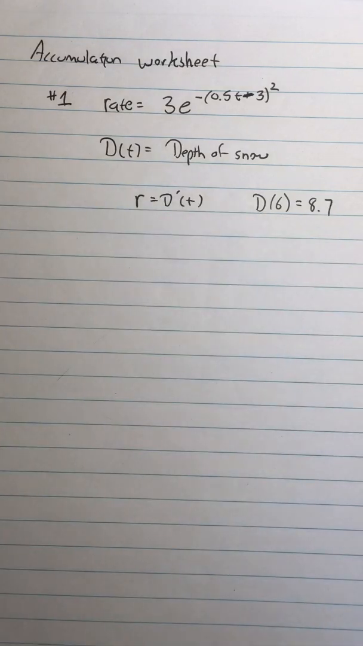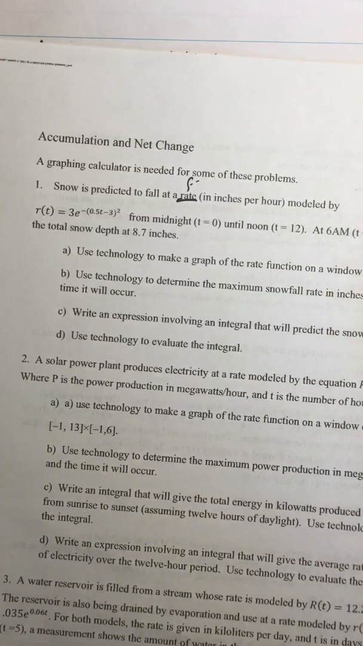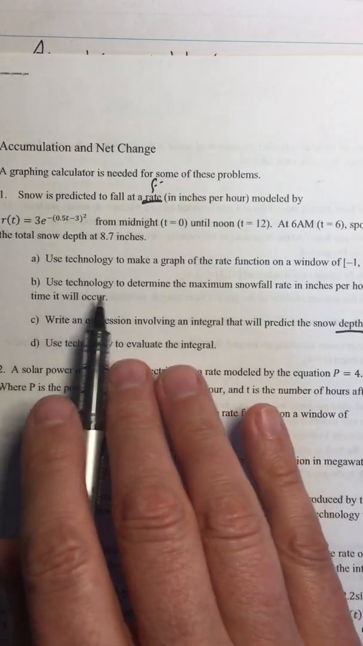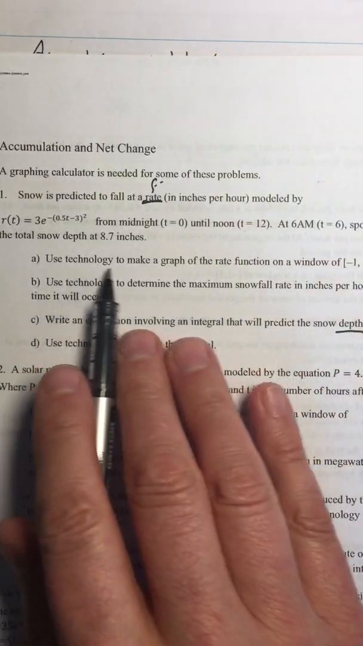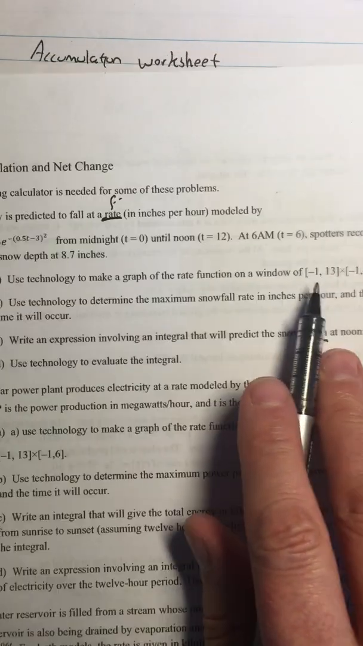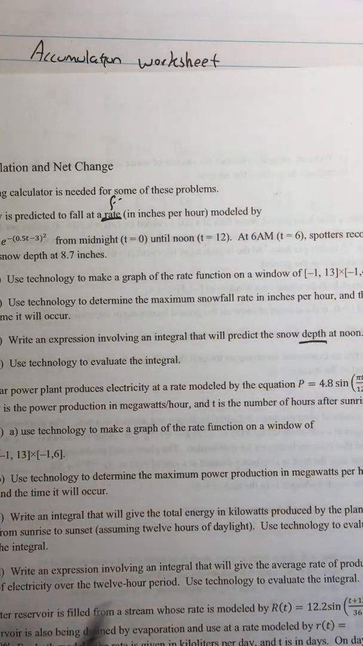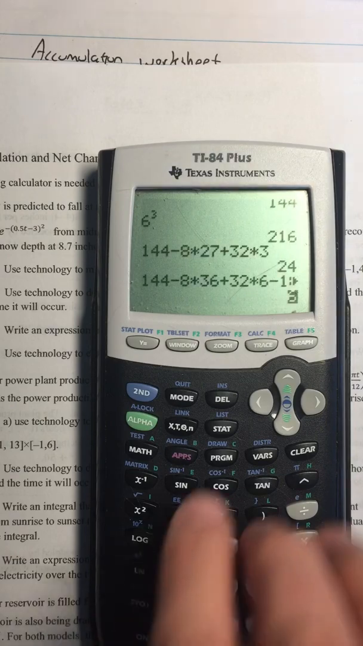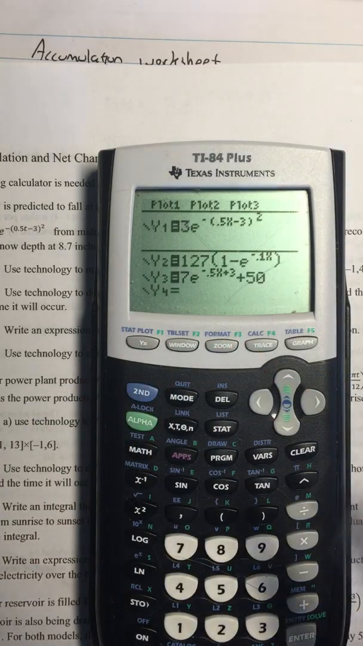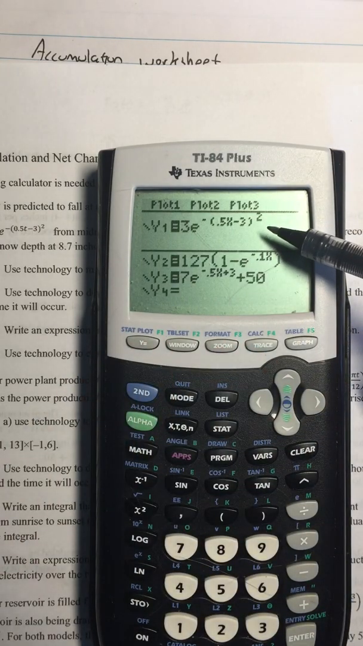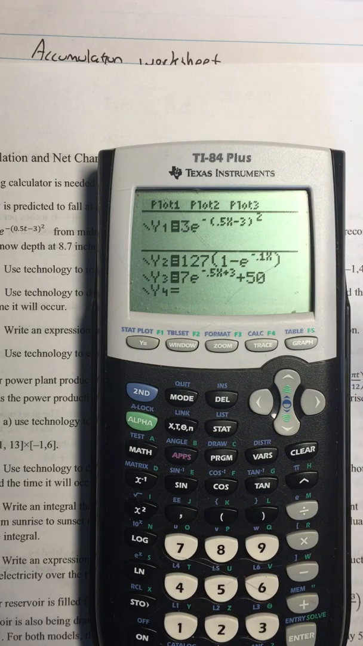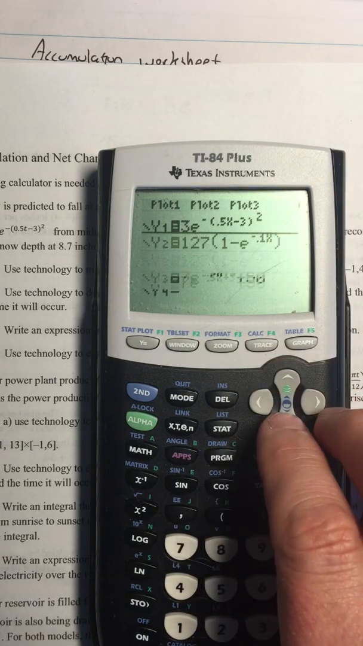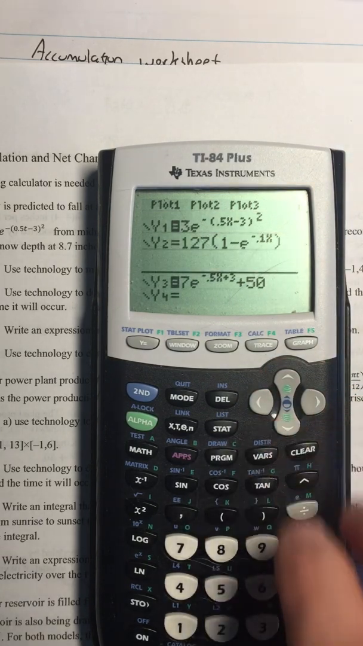Now the first thing it says here is use technology to make a graph of the function on a window -1, 13 to -1, 4. That's easy to do. Let's look at my y equals. I already put in our r of t. These other functions are for different problems, so let's turn them off for now because I'm going to want to leave them in there.